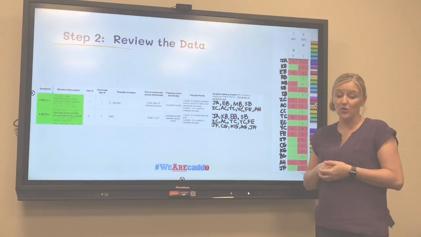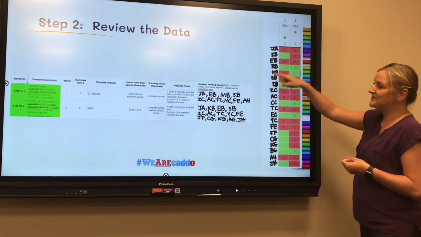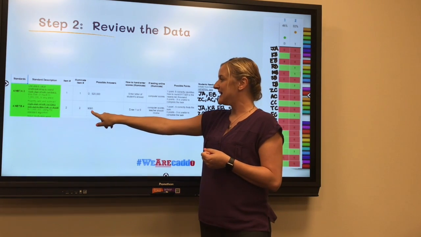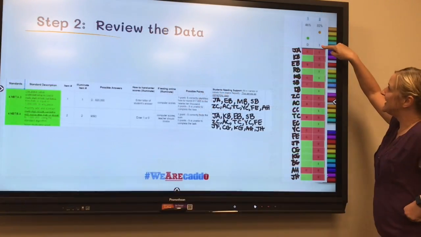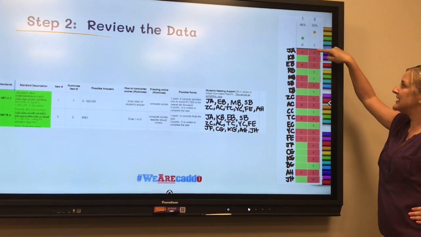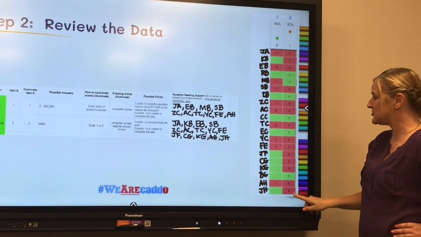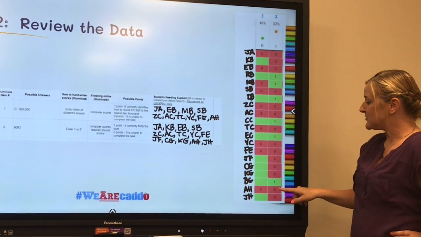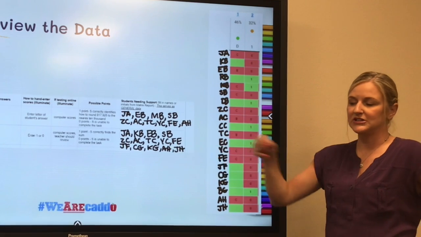Item 2 is even more. So item 2 was a constructed response item where they had to actually compute. And the teacher hand entered correctly either 0s or 1s, or the computer scored it for the teacher. So anybody who scored 0 in red will be added to the list for acceleration.